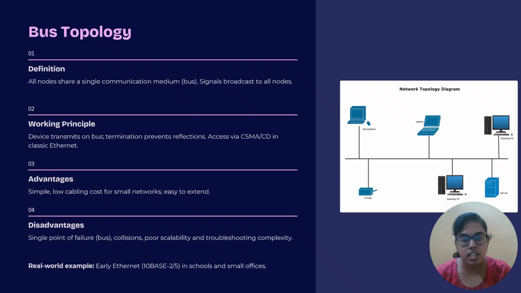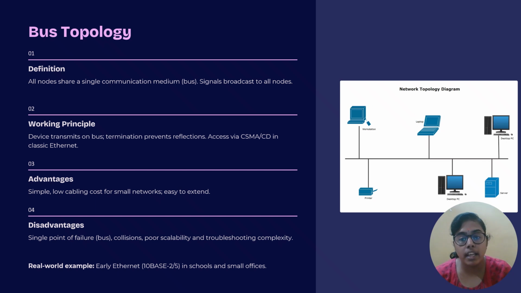Bus topology is a type of network topology where all the devices share a single communication cable called bus. When a device sends the data, the signal travels through the main cable and to all the nodes. The advantage is that it is simple and requires less cabling cost.